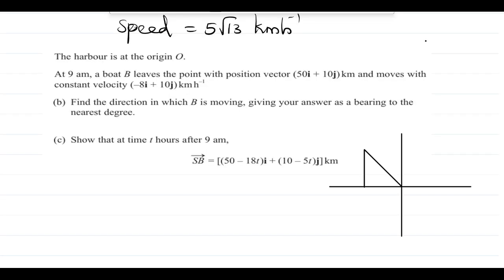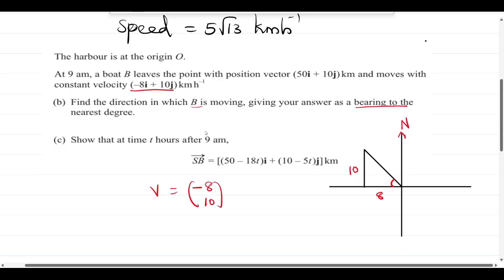See part B. Find the direction in which B is moving, giving your answer as a bearing to the nearest degree. The velocity of the boat is enough to find the bearing. The velocity is given as minus 8 and 10. This is the direction of the boat. Let's see the x-axis and y-axis. This is the north. So this is 8 and this is 10. These details are enough to find the bearing.